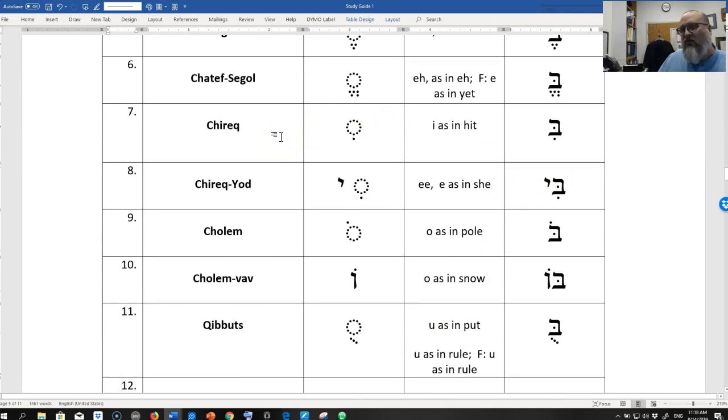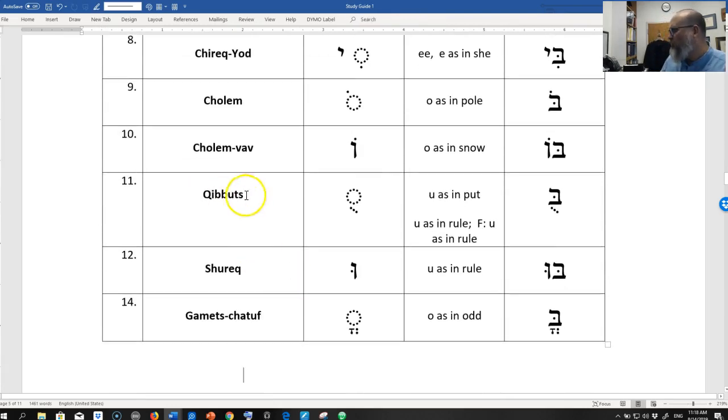When we come to the I-class vowels, we have a chireq, and it's the I as in hit. Chireq, I. A chireq yod is E, so that is a different one there. So this is bi, this is bee. A cholam, it's that fuller O sound. That's why it's spelled cholam. So this is bo. Cholam vav, same thing, bo. Then we get to the U class. Qibbuts, the U as in put. Shureq is the U as in rule, so this is boo.